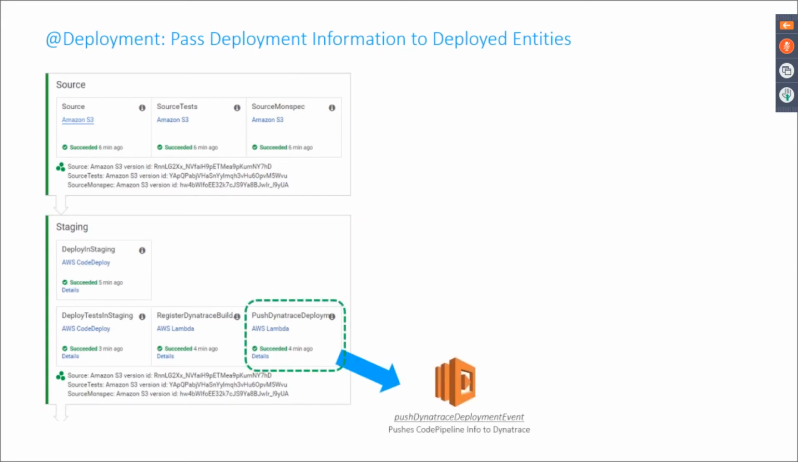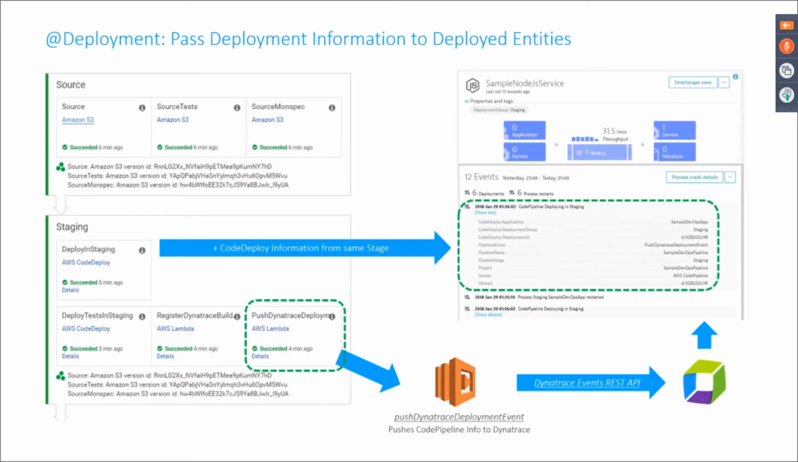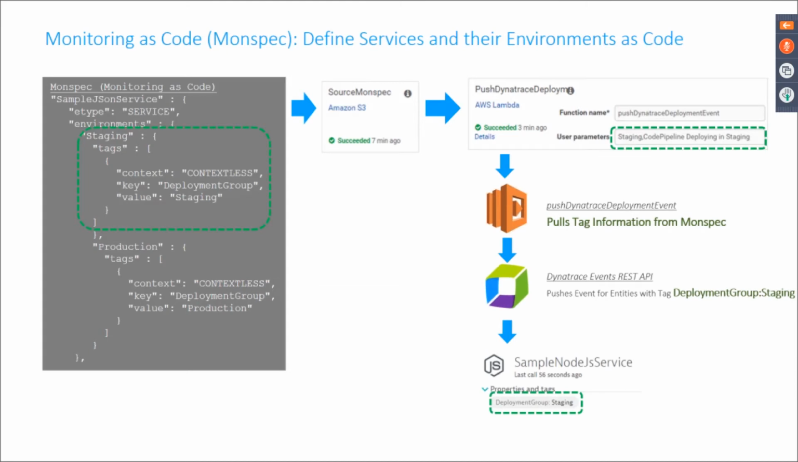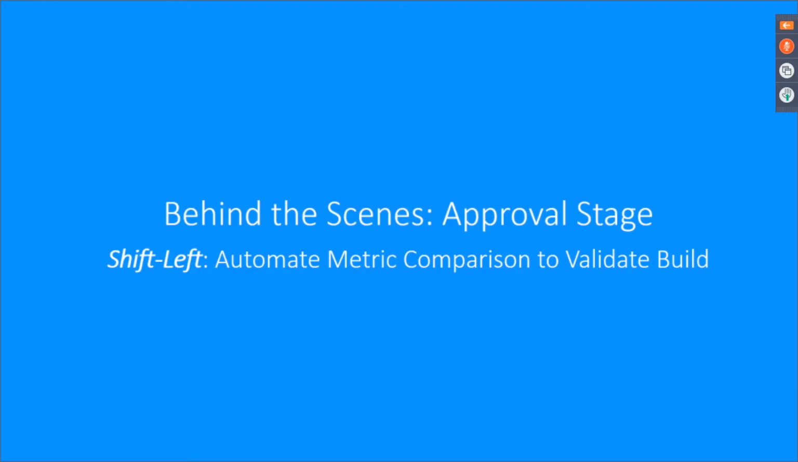And then just explaining what actually happens. If the Lambda function gets called for pushing deployment information, then we make the REST call, and everything shows up here on that service. And to close the loop, how does my Lambda function know on which entities? Well, because remember, we have this monspec file. So when I call the push Dynatrace deployment information Lambda function, I tell it, please push that deployment information to those entities that run in the staging environment. Therefore I make a REST call to Dynatrace saying only push this information to services that have these tags on it. All right.